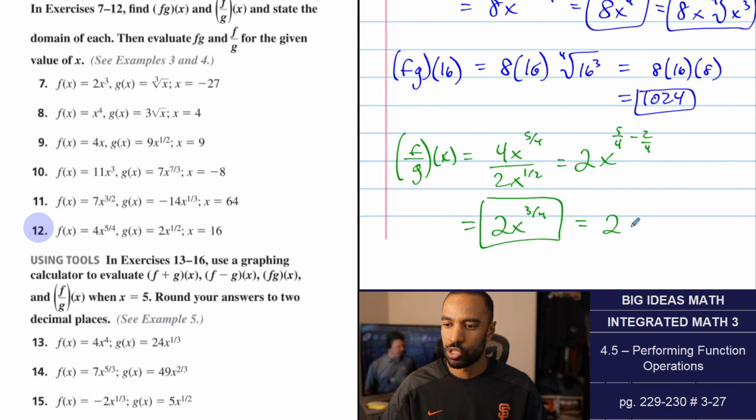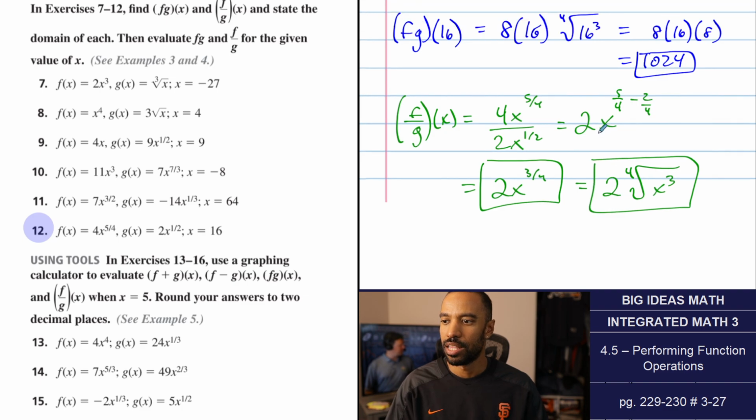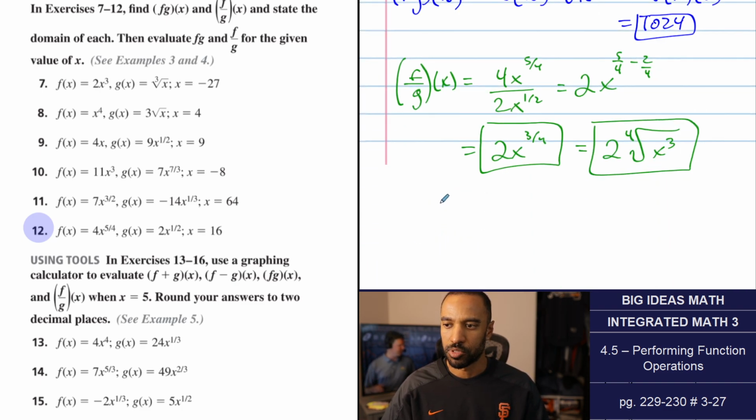Or 2 times the 4th root of x cubed. And I can do that one in my head as a for sure. That's still, oh, I didn't mention domain. I'm going to get to that. I hope I did domain for all the other problems. So I'll do it for both as a whole here in just a second.